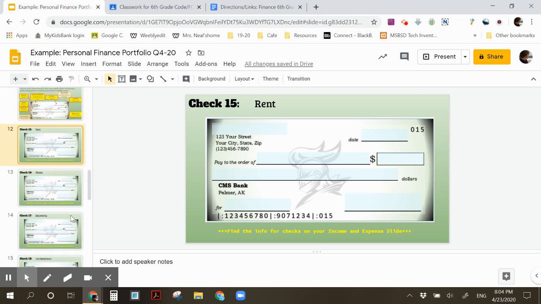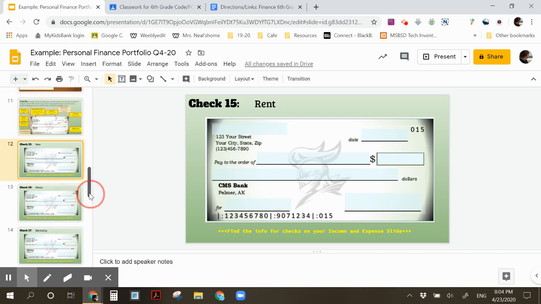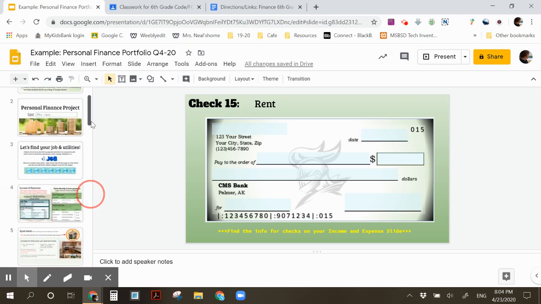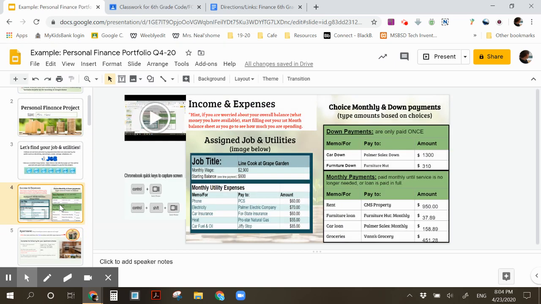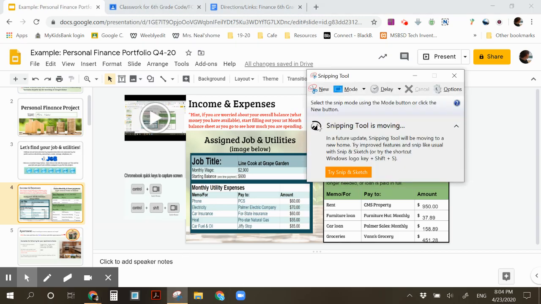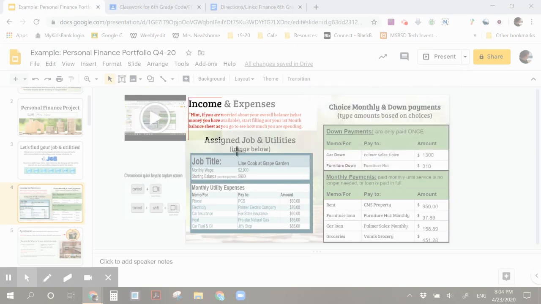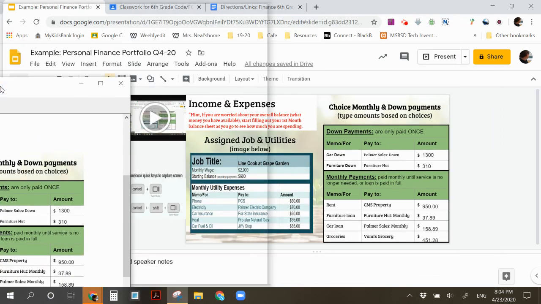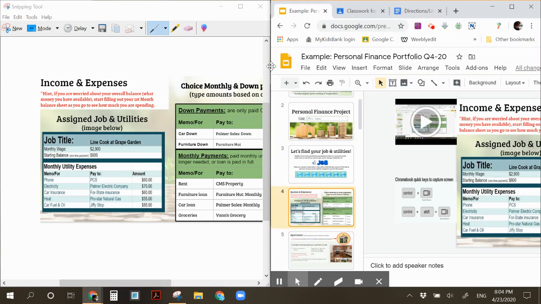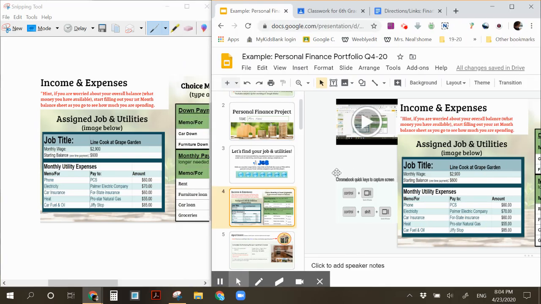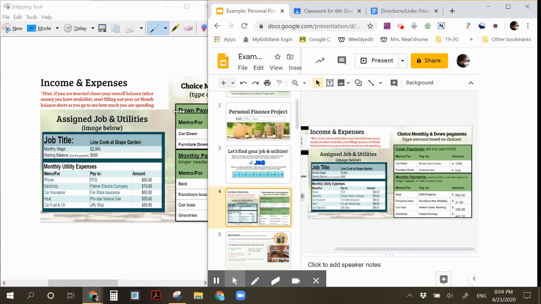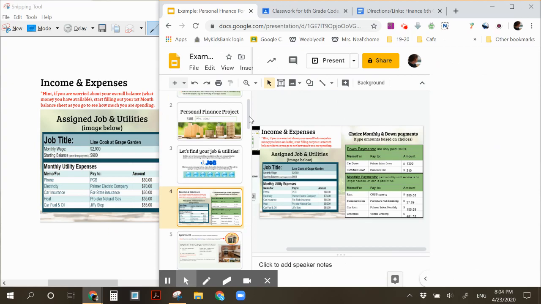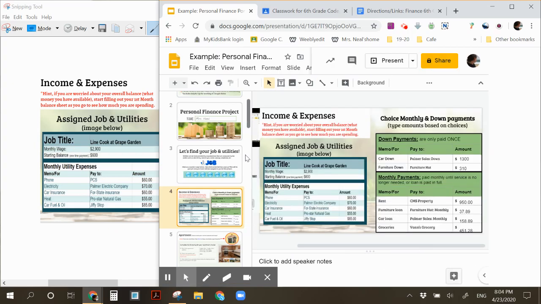All right, now I am going to make it a little bit easier for myself. We need our income and expense slide to answer all these checks. So instead of going back and forth between the two slides constantly, I'm going to open my snipping tool, create a snip of my income and expenses, put it off to the side. So I'm going to split my screens again. And I need my slides a little bit more than I need this one. And I can move this around a bit. So I'm going to now slide down back to my checks.